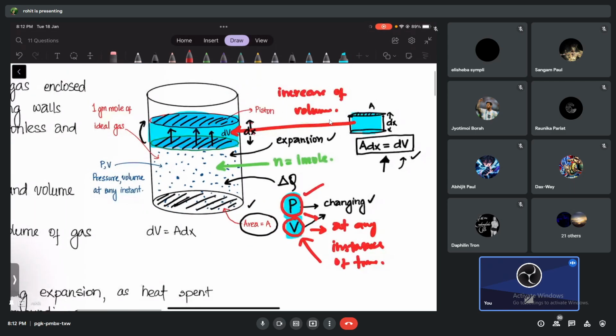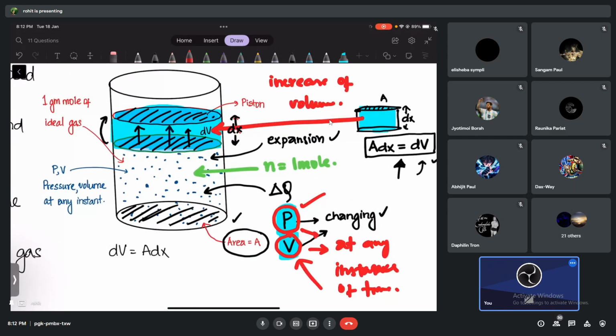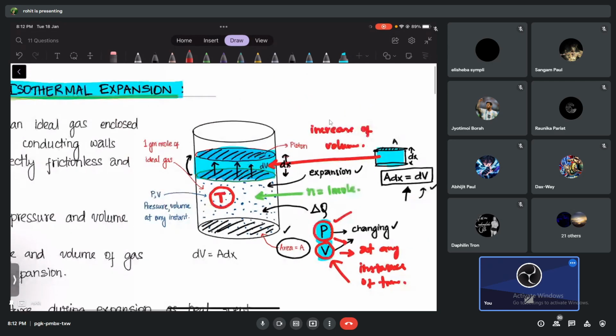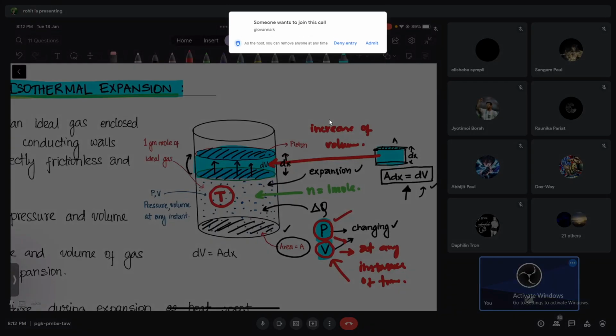Now I also have to tell you, the entire expansion right now, the piston which has been pushed, indicates expansion. This entire expansion, I'm telling you, happens at constant temperature. That means the temperature is not going to change. So that is the property of isothermal expansion, and that is what this topic is all about, okay.